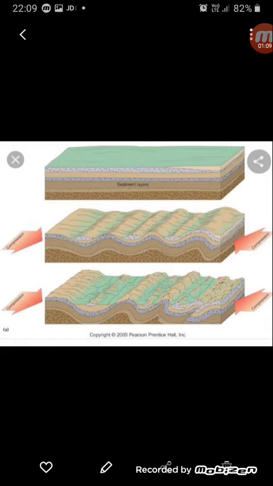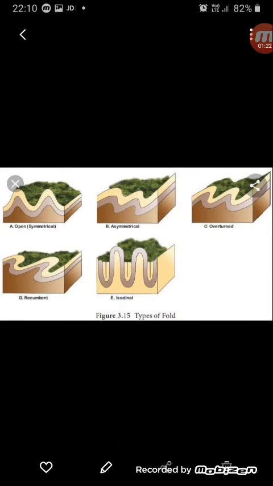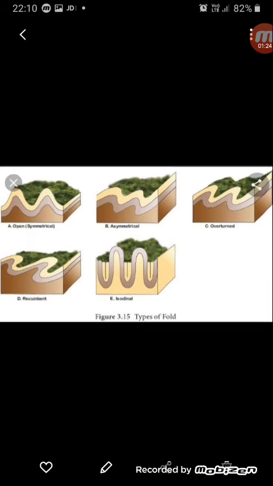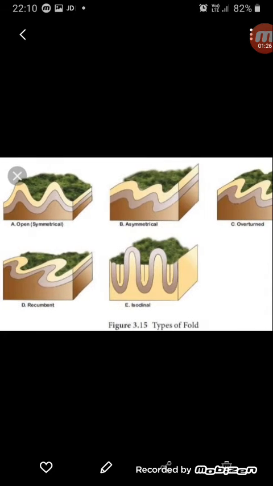And in the third picture, you can see that with more and more compressional force acting upon the earth's surface, the folds are becoming more pronounced. You can see the folds slowly rising up, and this is how it really looks when the land has formed the folds. Okay, so this is how the fold mountains are formed.